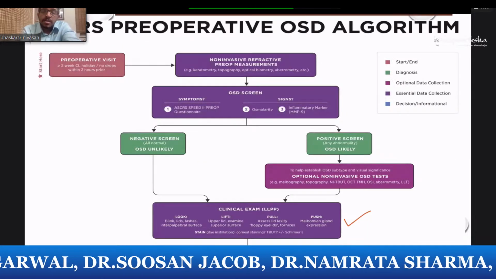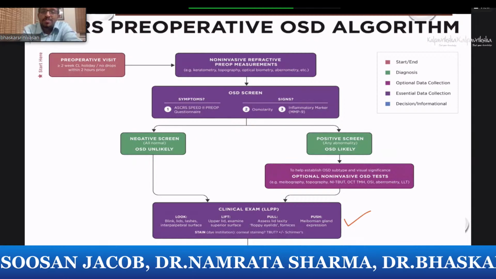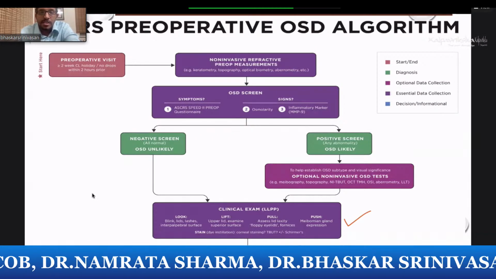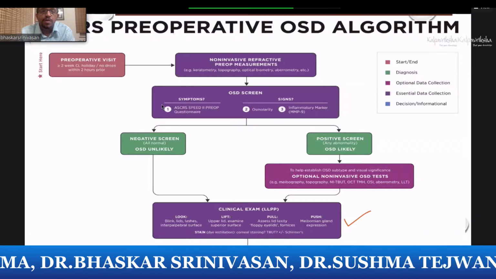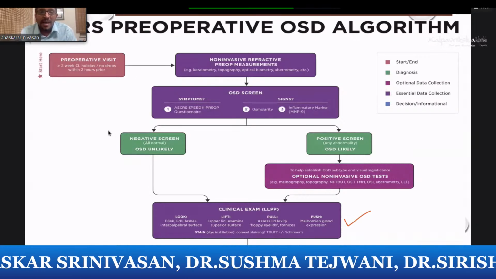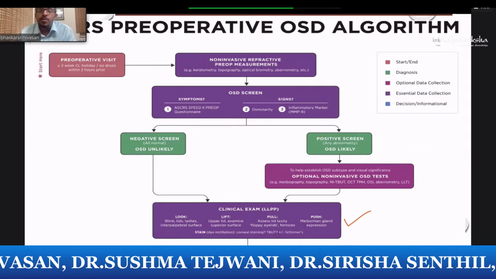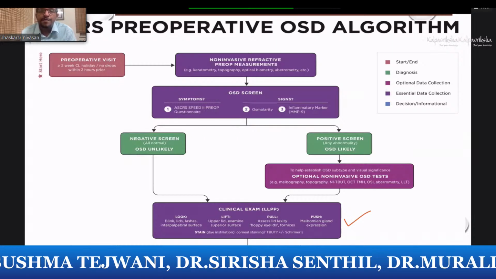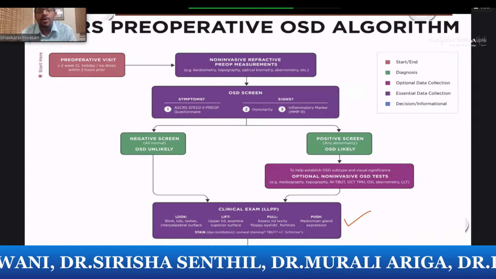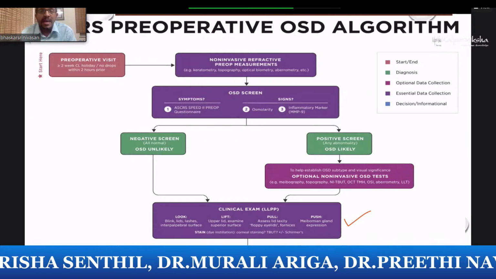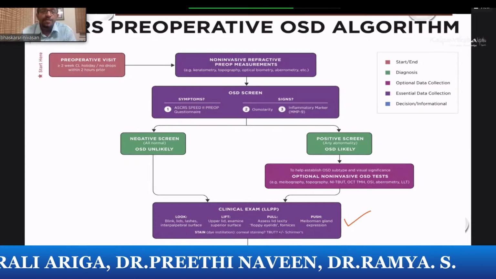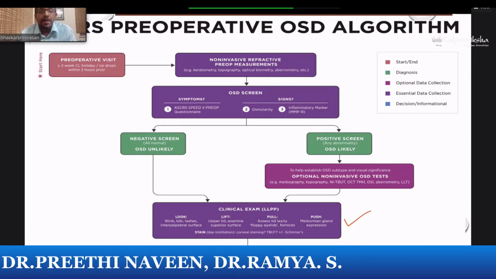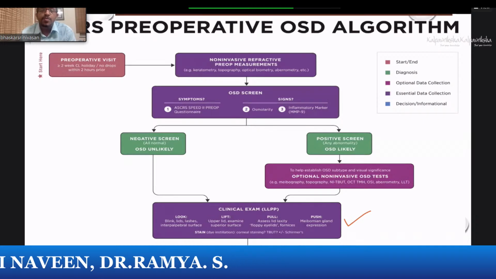So this leads us to how you would approach cataract surgery in ocular surface disease patients, and the ASCRS has actually given us a reasonable guideline. As soon as the patient comes to your clinic, if you're doing your non-invasive refractive surgery evaluation or your cataract evaluation, you then do an OSD screening. If the patient has a negative screening, you can go ahead with surgery. But if the patient has a positive screening test, then you would need to evaluate.